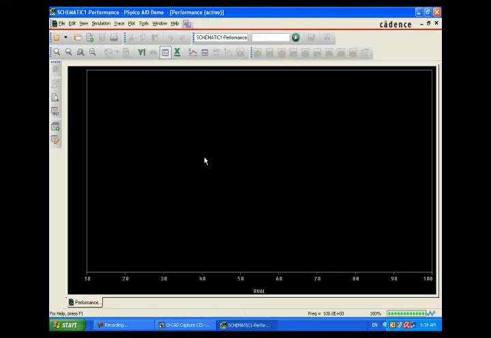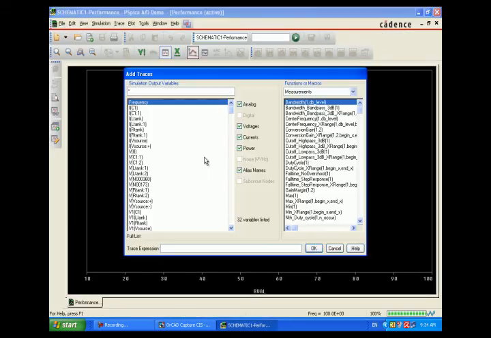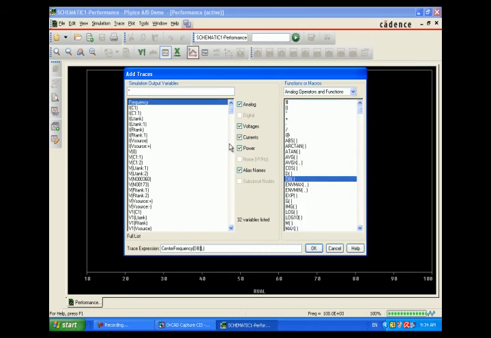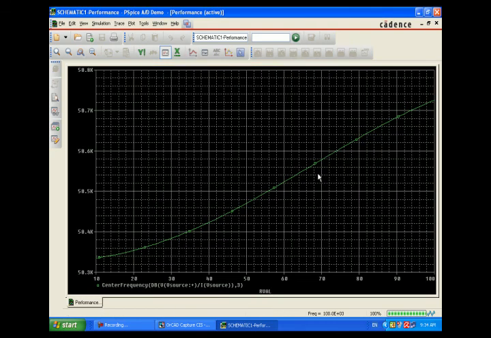Now we will use the center frequency function in the graph for the R tank center frequency. Same formula, dBV source plus by dI source, for the third parametric sweep value. That's the value. This is the plot of center frequency versus the R tank.